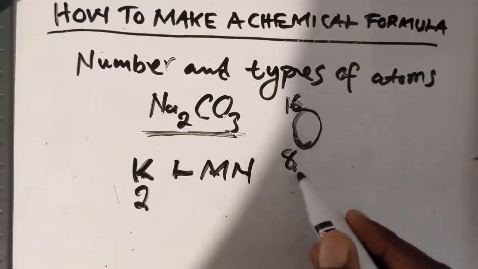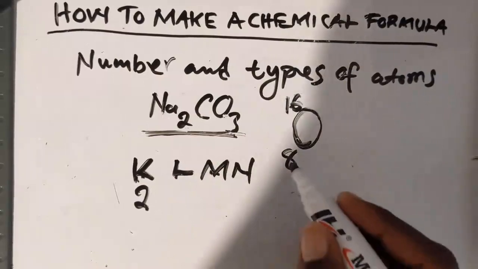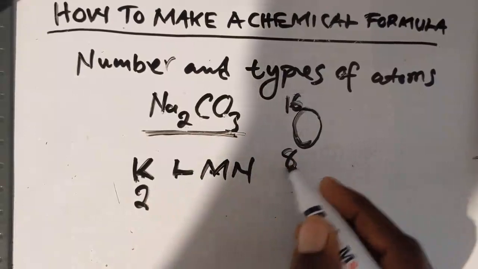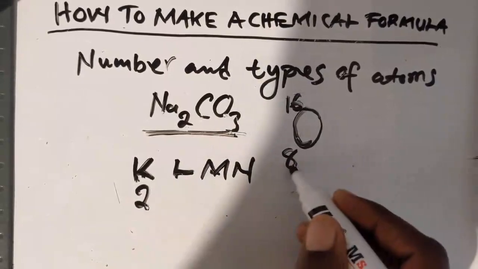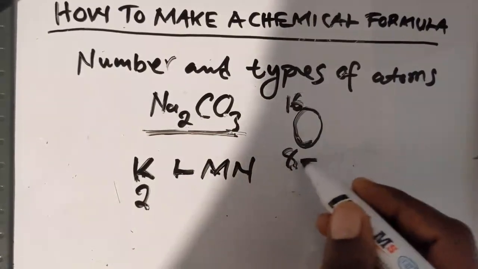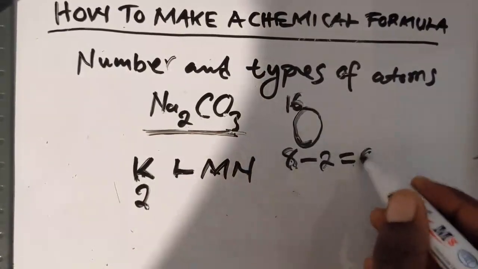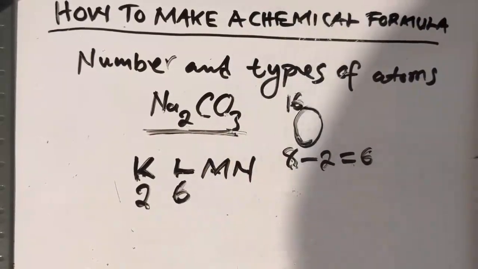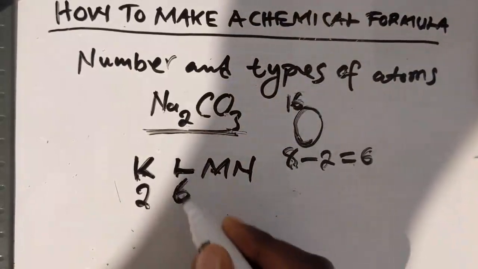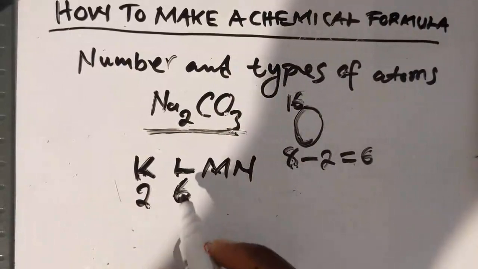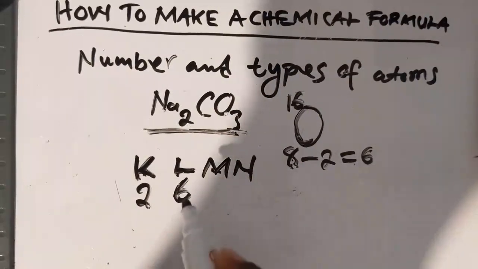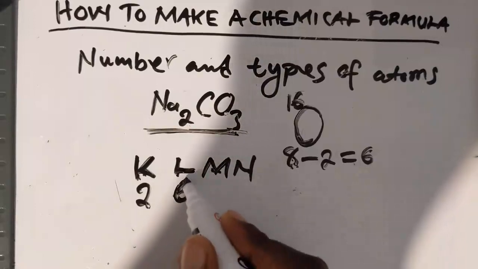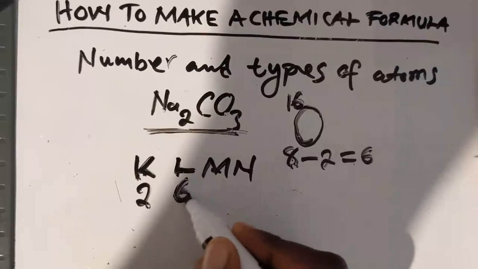This is the number of electrons here, or the proton number. So what we do to make this configuration, we subtract the 2 for the first shell. How many are going to be here? 8 minus 2 is equal to 6, meaning there will be 6 electrons here. The second shell is supposed to be full with 8 electrons.